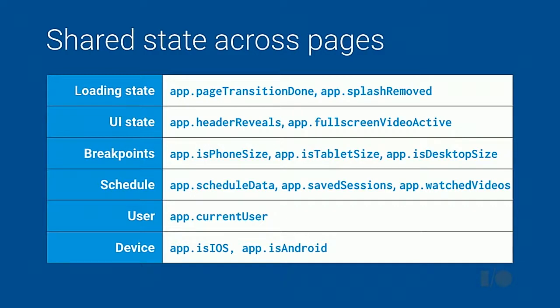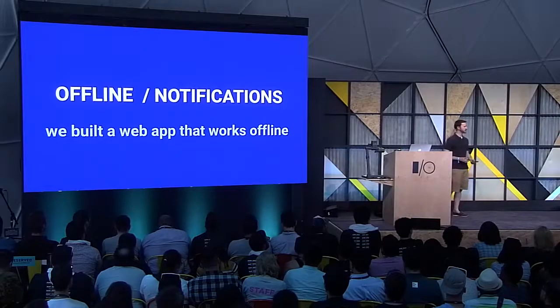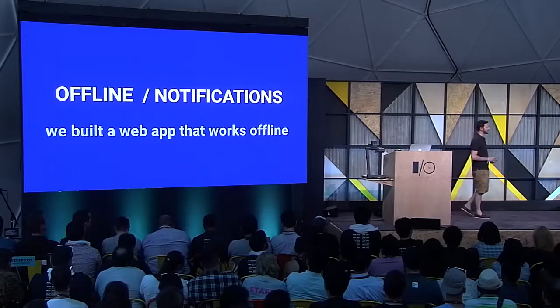In Polymer, we use data binding, but you can just set JavaScript properties. Element.app equals this global. So it's just using JavaScript under the hood. So that's a little bit about Material, a little bit of why we use custom elements for our single-page application.